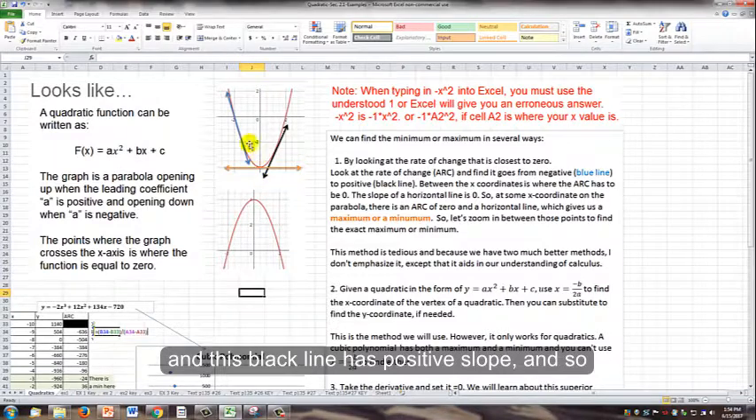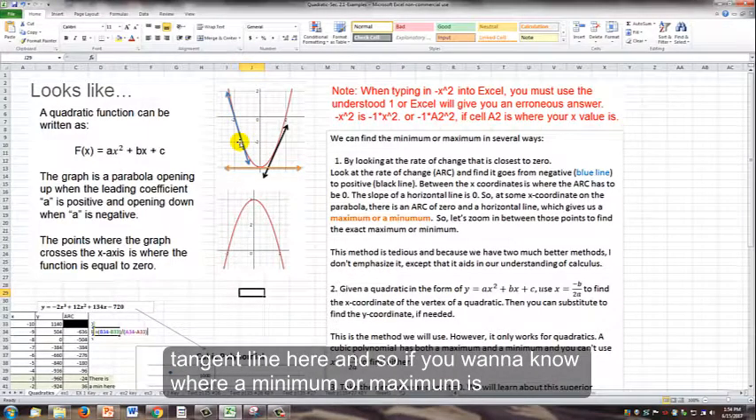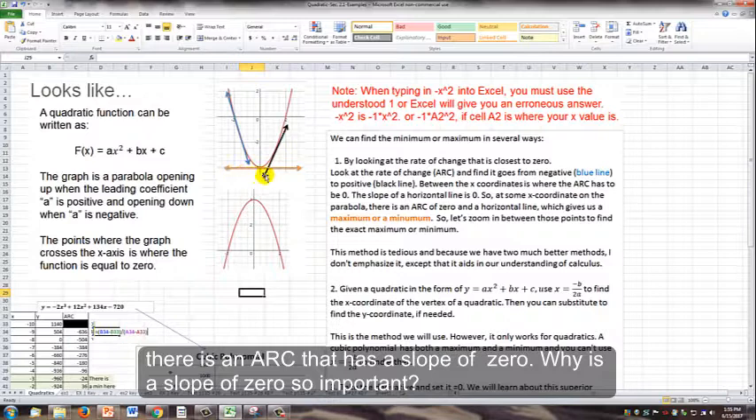And so when we are finding the arc, if we can get the 2 points really close together, it's like finding the slope of this tangent line here. And so if you want to know where a minimum or a maximum is, you want to look for where your arc, or your average rate of change, goes from a negative value to a positive value, because somewhere there is an arc that has a slope of 0.